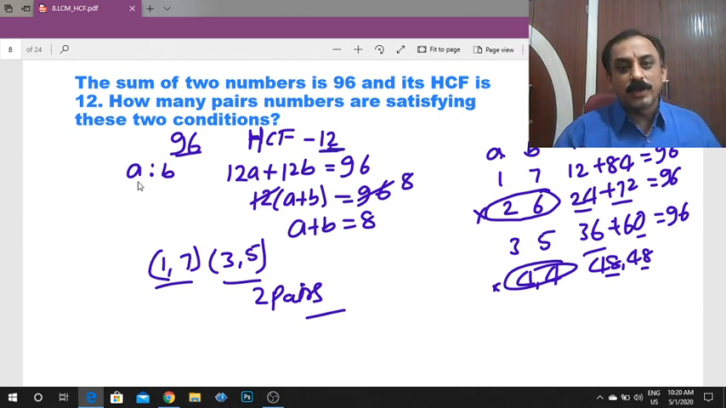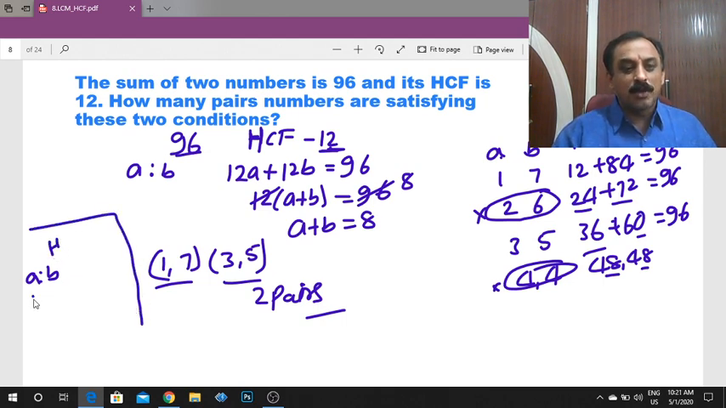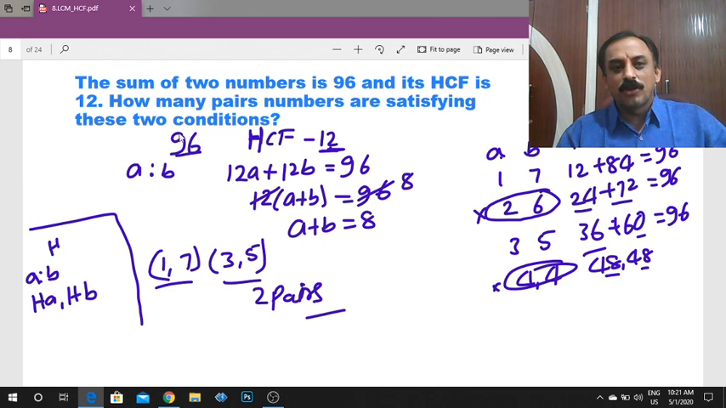Two numbers ratio A is to B. For example, the ratio of any two numbers is A is to B, and its HCF is H. The two numbers are first number HA, second number HB. Here we don't know the ratio, so let the ratio of two numbers be A is to B. Its HCF is 12. Therefore, the first number is 12A, second number 12B. Their sum is equal to 96.